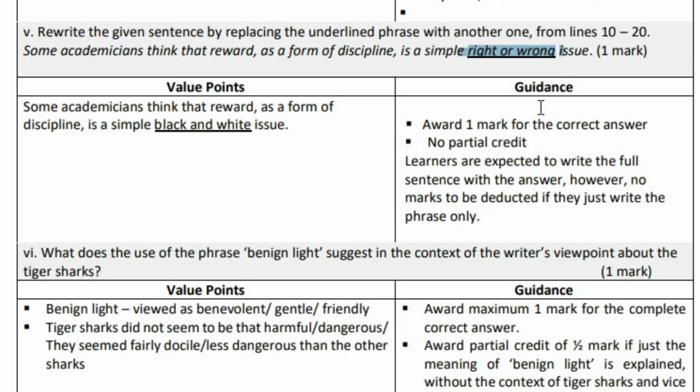So award, how is the guidance given? See, award 1 mark for the correct answer. What is expected here? Learners are expected to write the full sentence with the answer. However, no marks are to be deducted if they just write the phrase only.